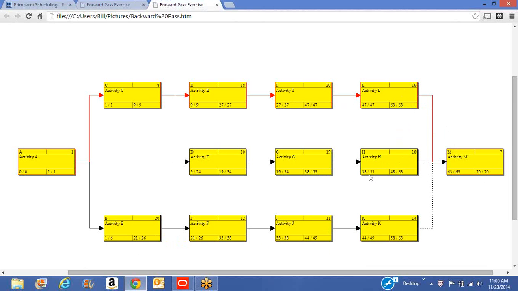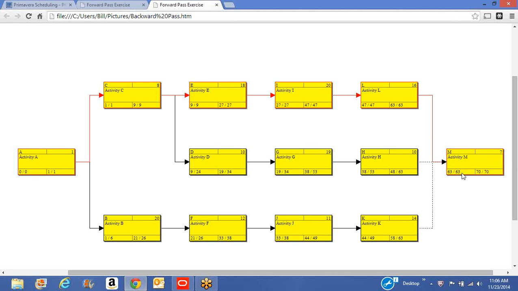You'll notice that there's numbers filled out in the lower left-hand corner of the box. Now there's 2 numbers. So let's see how this works. At the end of activity M, we know that that was day 70 on the forward pass. That's the first number. We also plug that in over here as we start the backwards pass. We take 70, we subtract the duration of that activity, we come up with day 63, which has been plugged in here next to the other 63.